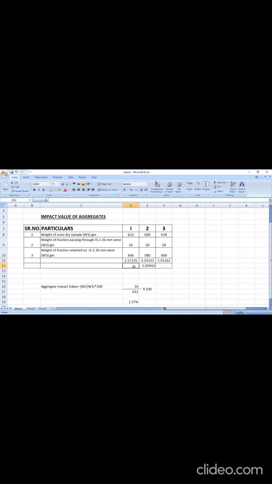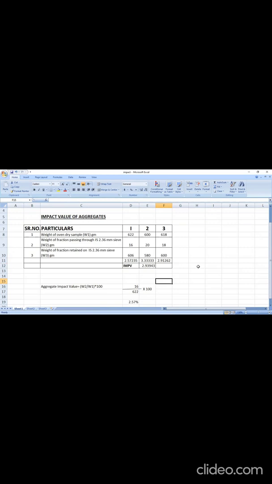Then calculate the average aggregate impact value. The average is equal to the addition of these three values, 1 plus 2 plus 3, divided by 3, that is 2.57 plus 3.33 plus 2.91 divided by 3, and we get the value 2.93. So the aggregate impact value is 2.93 percent.